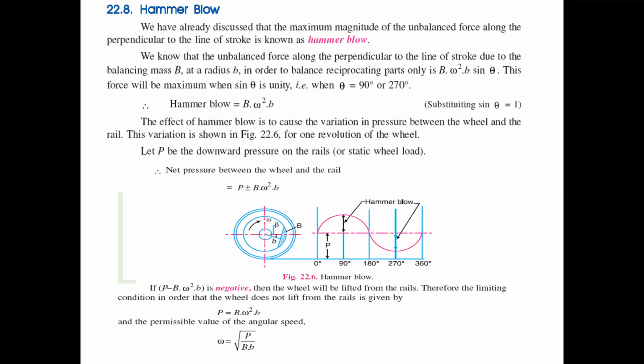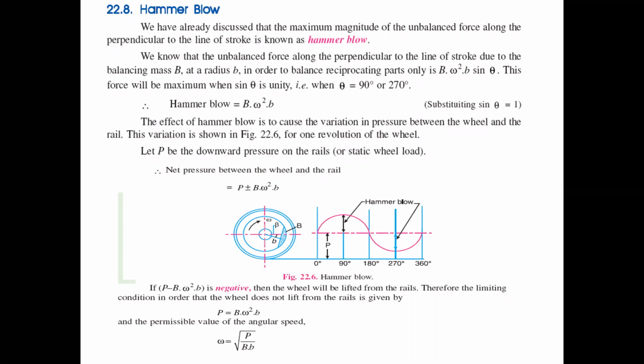Let us take one revolution of the wheel. How will the pressure be distributed in our wheel? It is represented here in a small graph diagram. When it is at 0 degrees and reaches angular displacements of 90, 180, 270 and 360, how the pressure is distributed is represented here. It follows nearly a sine wave.